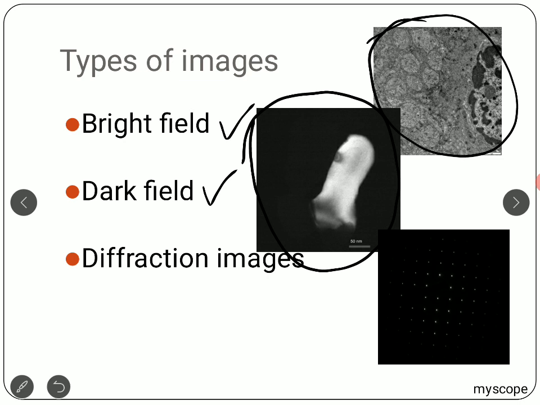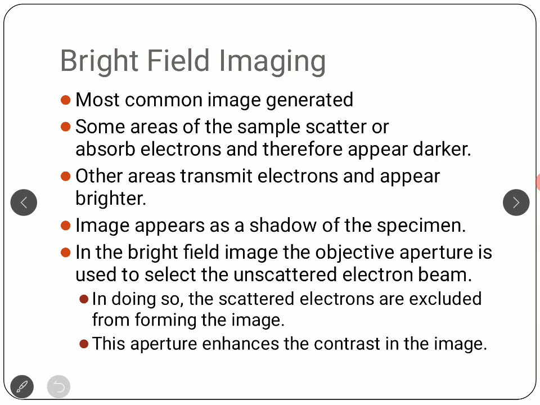Then we have what are called diffraction images. If we focus on a particular region, the crystal structure can be observed, and if the system is more or less crystalline in nature, these kinds of images can be seen, which are called diffraction images. Specifically they are also called selected area electron diffraction, SAED. So we're going to look into these things now.